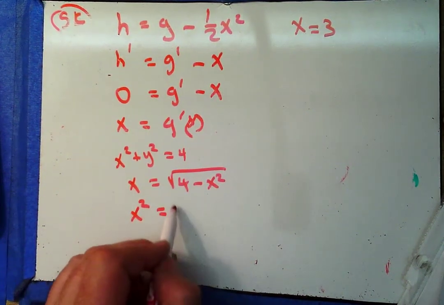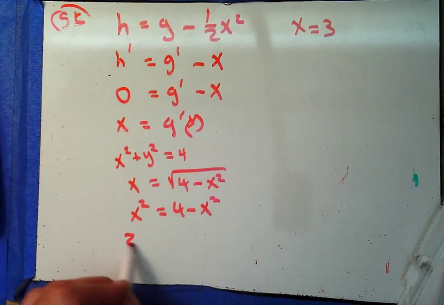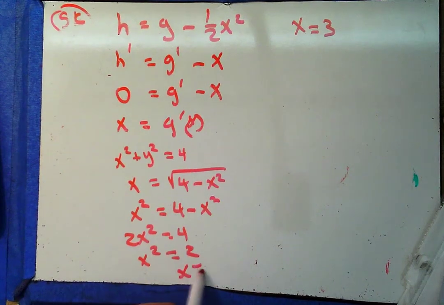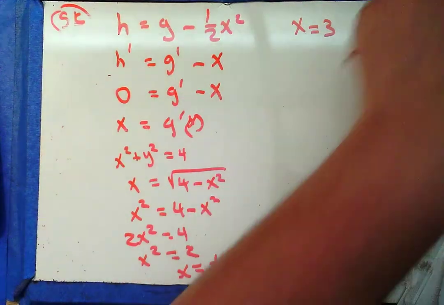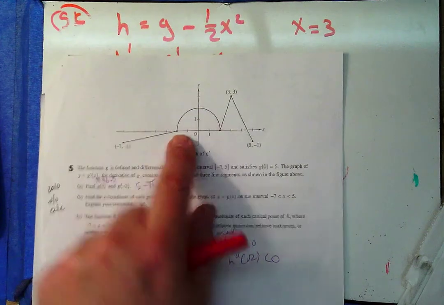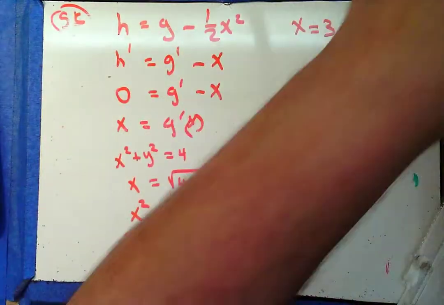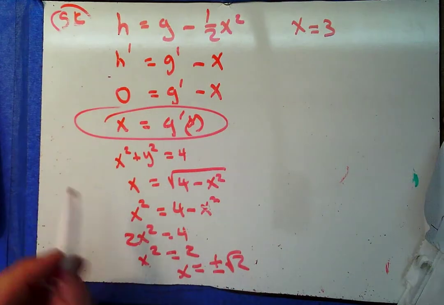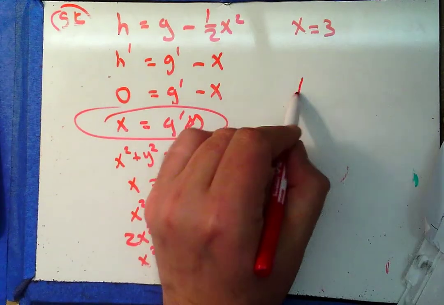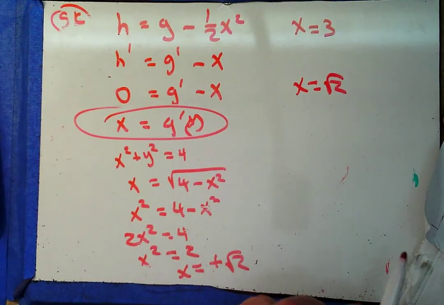Okay, so let's square both sides. X squared equals 4 minus x squared. 2x squared equals 4. X squared equals 2. X equals plus and minus root 2. Well, we know minus root 2 doesn't work because at minus root 2, the y value was positive, but the x value was negative. And we need both the x's and y's to be the same. So negative root 2 doesn't work, but positive root 2 does work. So x equals positive root 2 is another place where both the x's and y's have the same value.